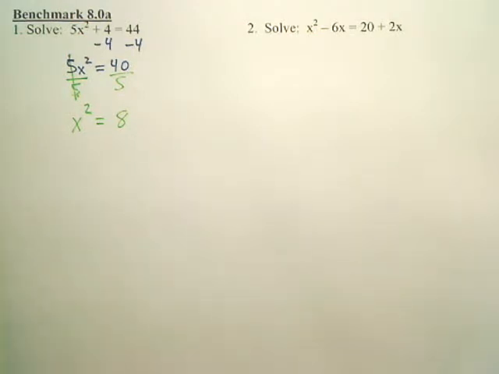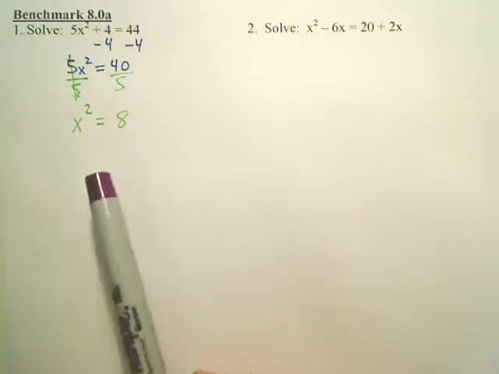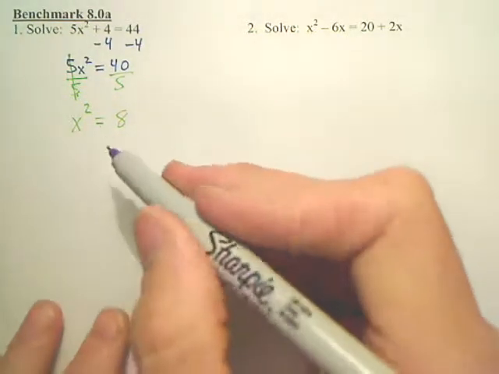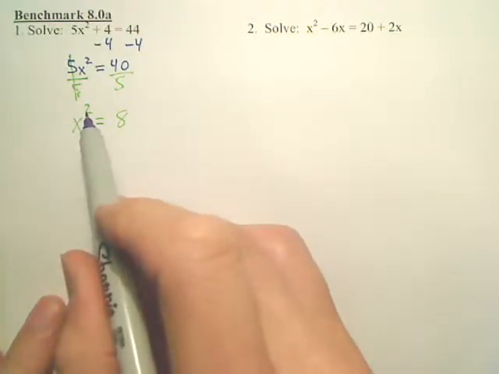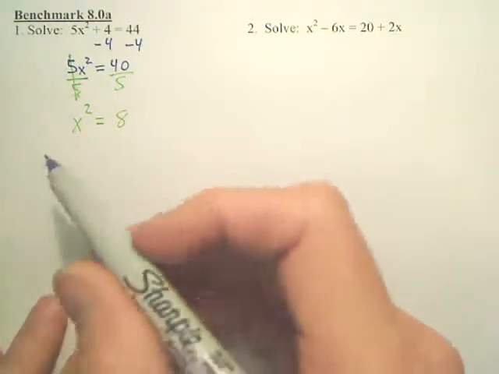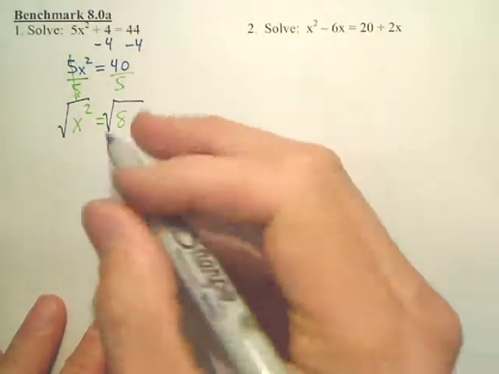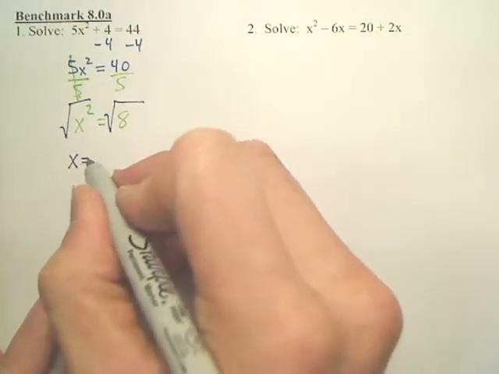Now, 8 is not a perfect square. You can't just look at that and go, oh, that's blank, because you don't know what squared gives you 8. It's not perfect. But how do you get rid of a square? You square root. It's the opposite of squaring. So from here, we're going to square root both sides. That leaves us with x equals.